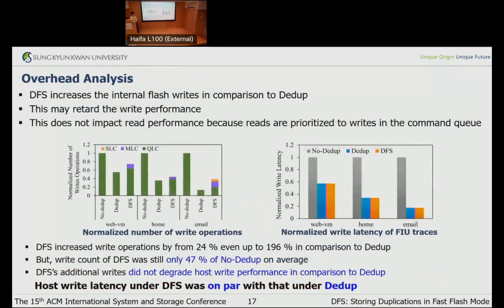Additional writes caused by promotion and demotion may degrade the write performance. In the figure to the left, the write count of DFS increased up to 196% compared to dedup FTL. But still, it was only half of no dedup on average. The additional writes did not affect the host write performance because they are handled during idle time. The right figure shows normalized write latency. As you can see, dedup and DFS showed no difference in write latency.